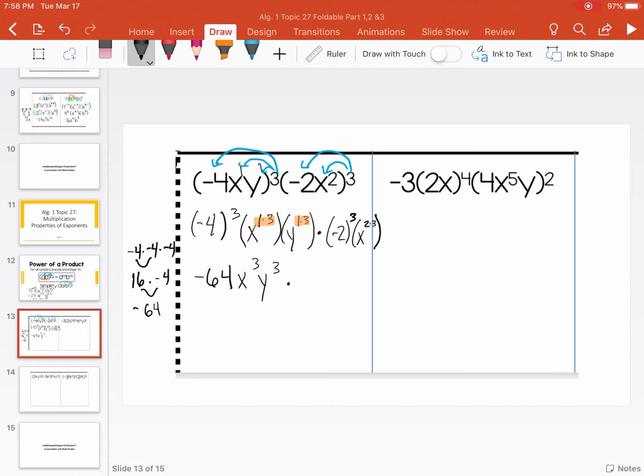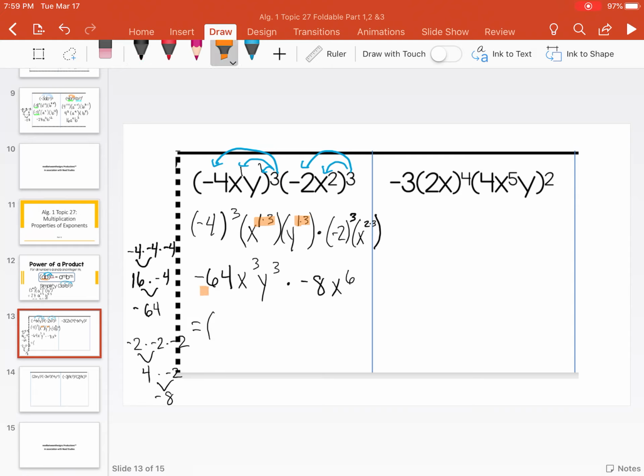Our second part, we're going to have negative 2 cubed. So that's negative 2 times negative 2 times negative 2. Negative 2 times negative 2, a negative times negative is a positive. So we're going to have positive 4 times negative 2, and that's going to give us negative 8. So negative 8 there. And then x to the 2 times 3 is going to give us x to the 6th. So we're going to regroup these again because I'm cruel.